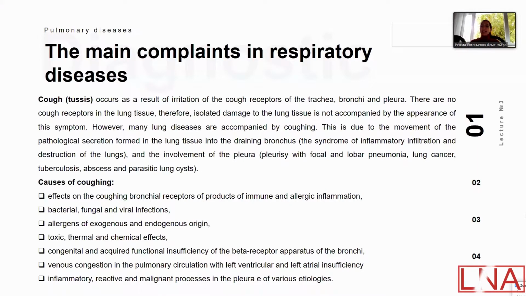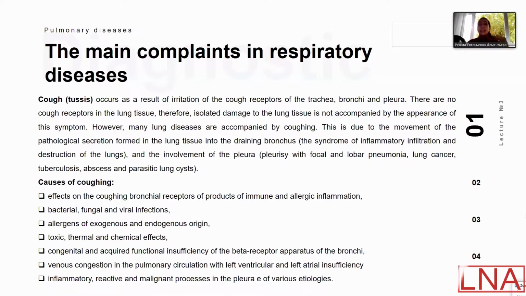So many lung diseases are accompanied by coughing at this time. This is due to the movement of the pathological secretion formed in the lung tissue into the draining bronchus, the syndrome of inflammatory infiltration and destruction of the lungs, and involvement of the pleura in case of pleurisy, with focal and lobar pneumonia, in case of lung cancer, in case of tuberculosis, in case of abscesses and peri-cystic lung cysts.